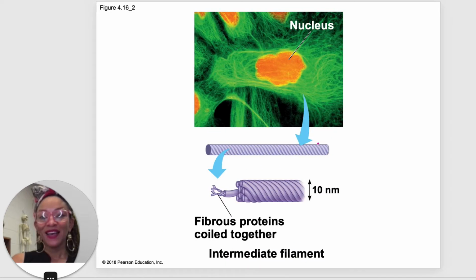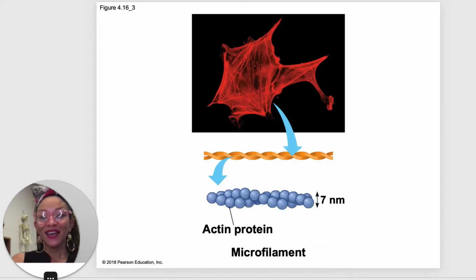Okay, here is a picture of an intermediate filament, which is more of an intermediate size, so in between a microtubule and a microfilament. Okay, and then last we have the microfilament, which is the smallest of those cytoskeletal components.